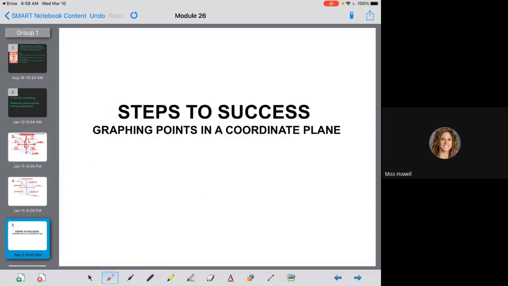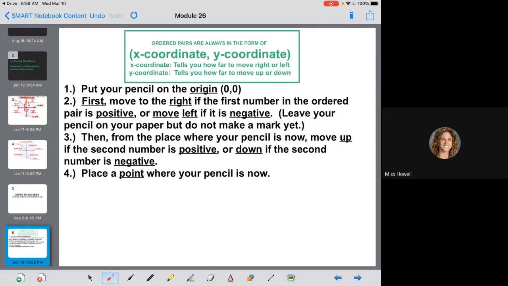So our steps for today, go ahead and fill in your blanks. The big thing you have to remember with these ordered pairs is that they are always in the format of our x coordinate, comma, our y coordinate. Or how far did we move right or left, comma, how far did we move up or down? Always from the original starting location of the origin, so be careful.